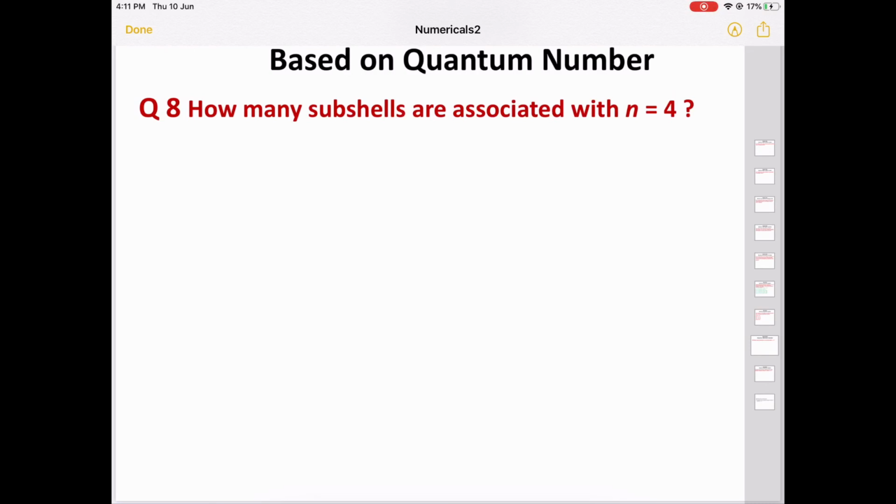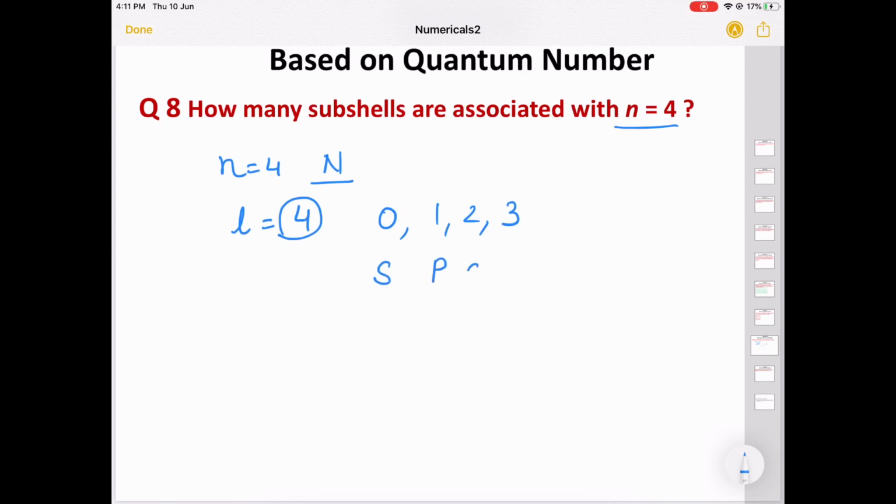How many subshells are associated with n is equal to 4? So for shell 4, that shell is N shell. So the number of subshells means the value of n for any shell is equal to the number of principal quantum numbers. So the values of l are 4, that is 0, 1, 2 and 3. So there are s, p, d and f subshells present in this shell. So total 4 subshells are associated with n is equal to 4.